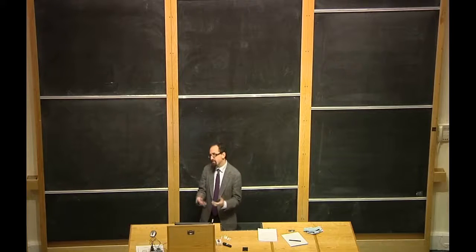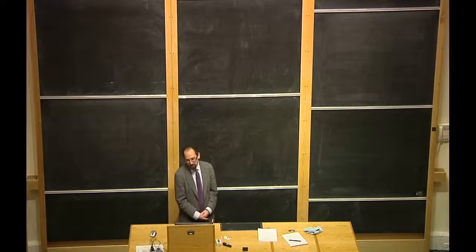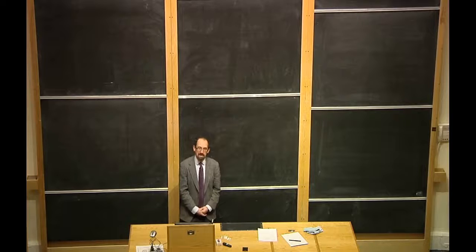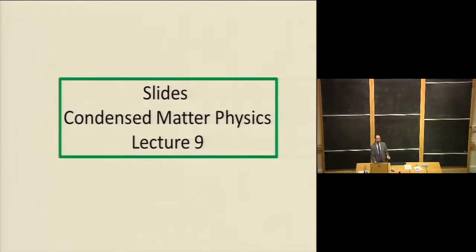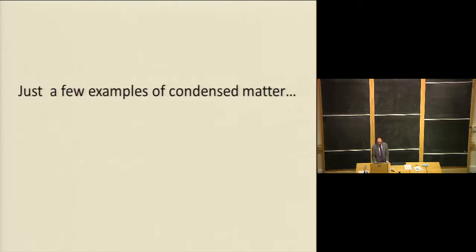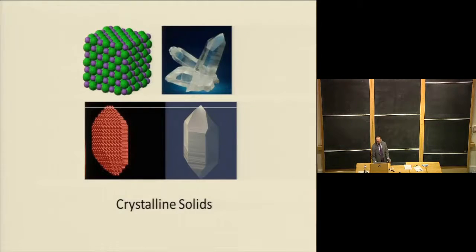And so it seems appropriate that we do a little bit of an obligatory tour of some of the types of condensed matter that we're not actually going to focus on, but that are out there and are worth knowing at least that they exist. So here are just a few examples of condensed matter physics.